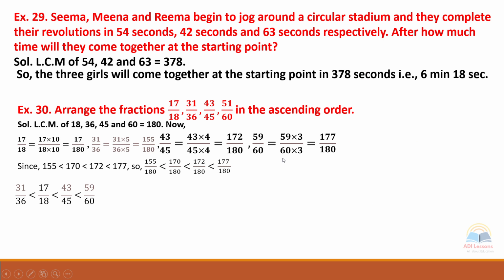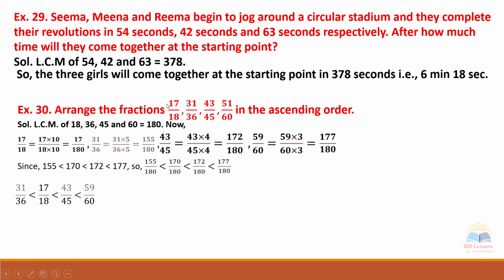Seema, Meena and Rima began to jog round a circular stadium and they complete their revolution in 54 seconds, 42 seconds and 63 seconds respectively. After what time will they come together at the starting point? The LCM of 54, 42 and 63 is 378. So the 3 girls will come together at the starting point in 378 seconds, that is 6 minutes 18 seconds.